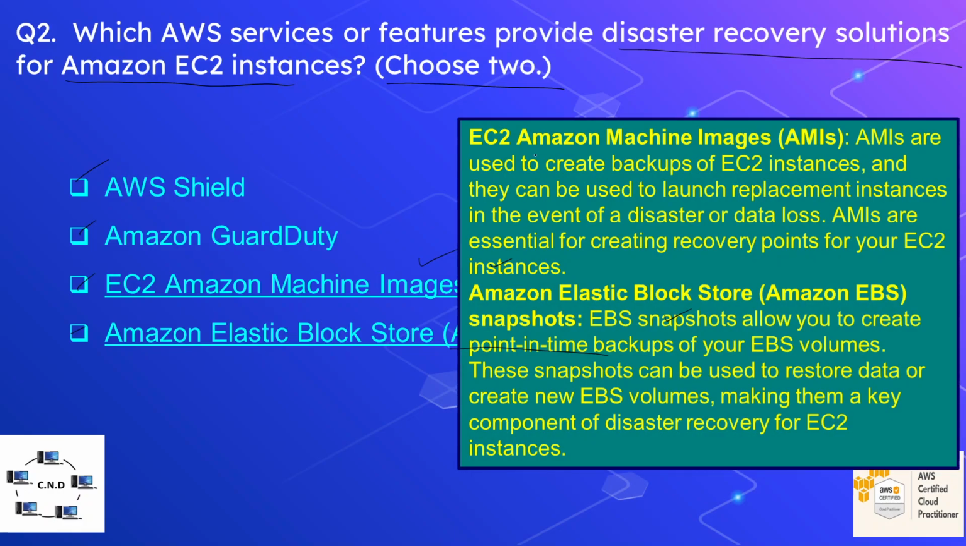So what are these? Amazon Machine Images are used to create backups of EC2 instances, and they can be used to launch replacement instances in the event of a disaster or data loss. AMIs are essential for creating recovery points for your EC2 instances. And Amazon Elastic Block Store snapshots allow you to create point-in-time backups of your EBS volumes. These snapshots can be used to restore data or create new EBS volumes, making them a key component of disaster recovery for EC2 instances.